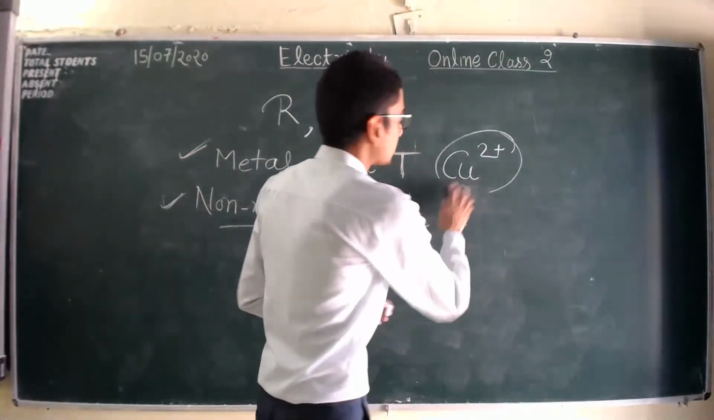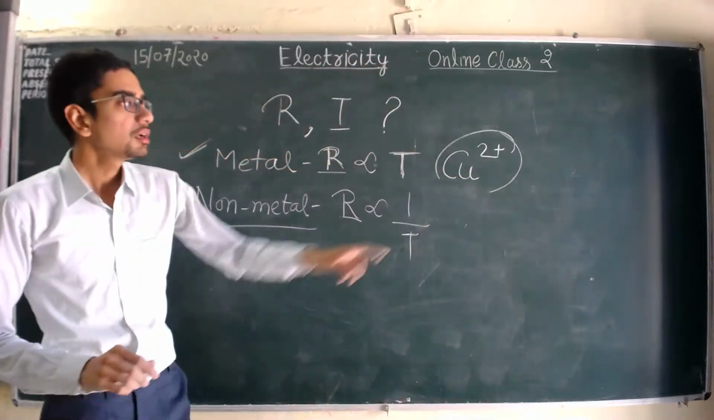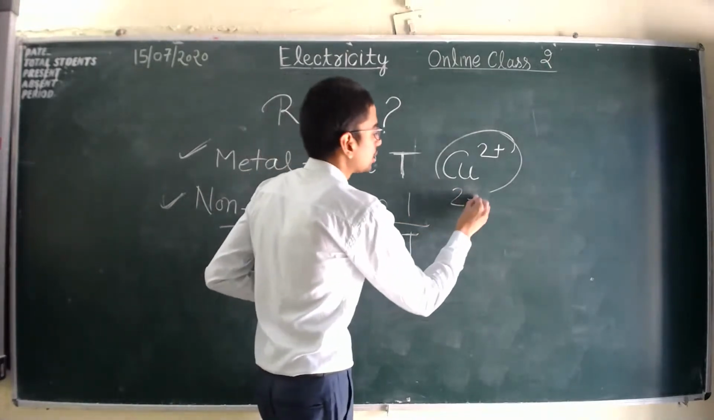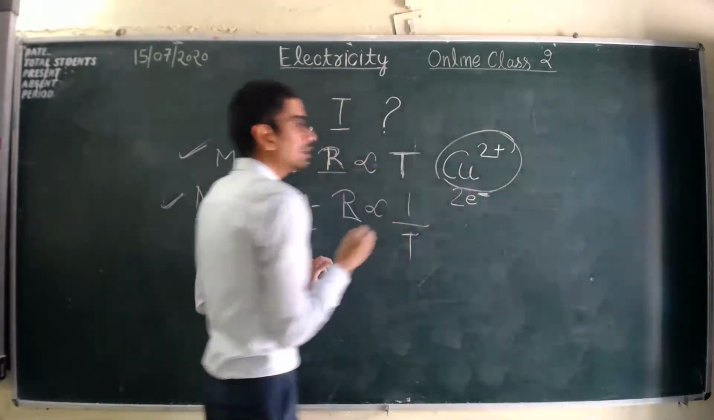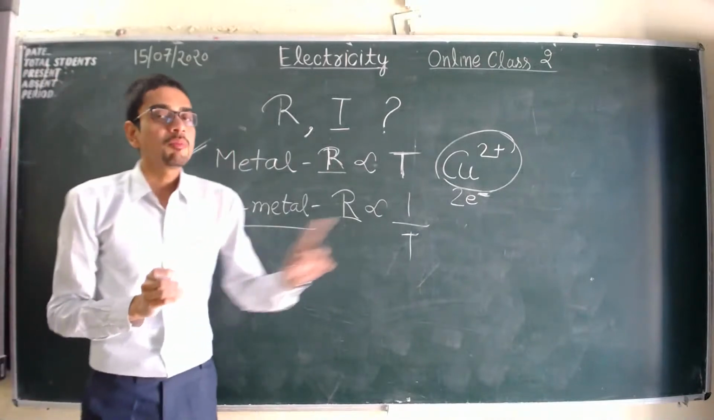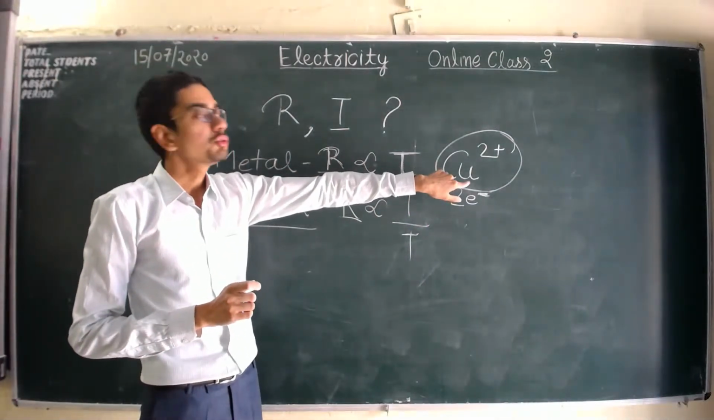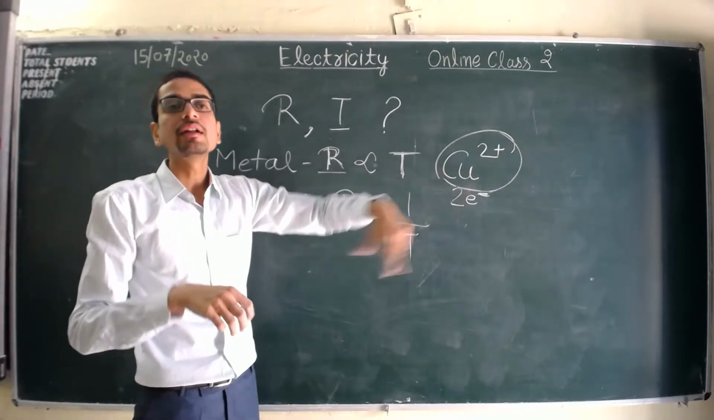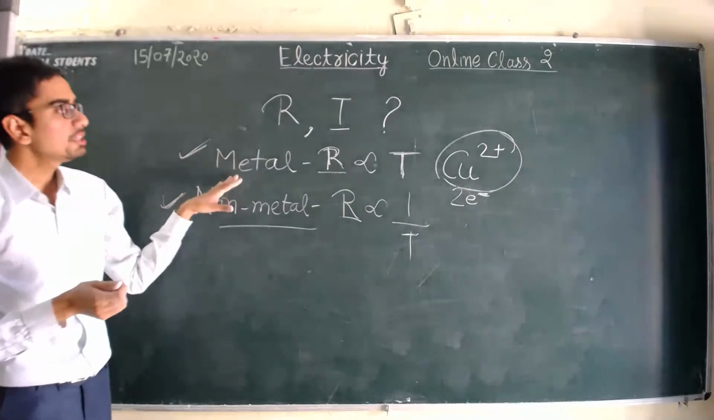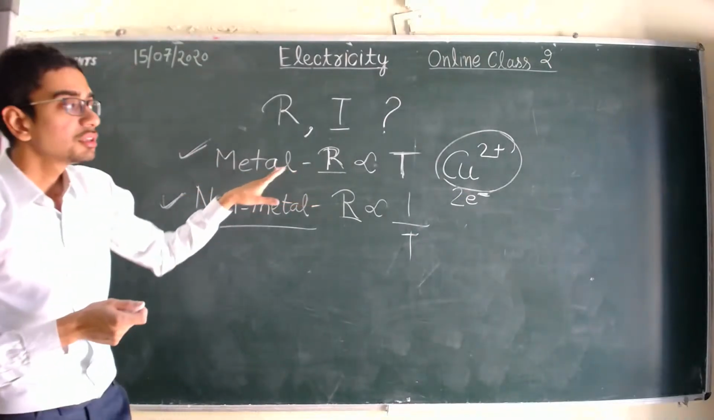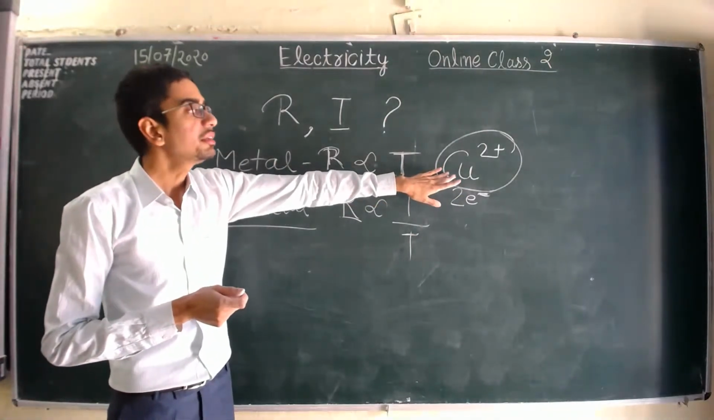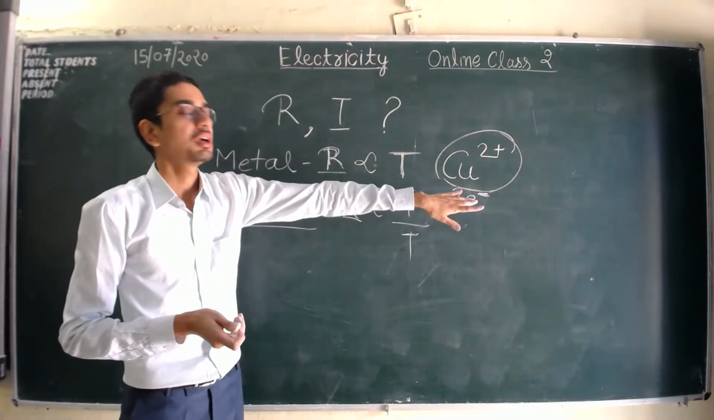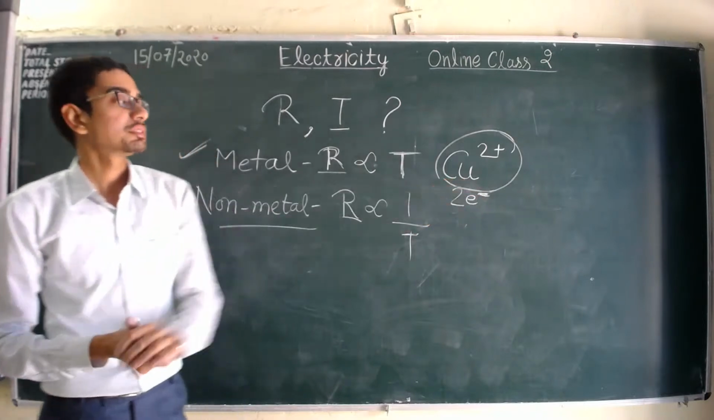See, Cu2+ का मतलब है copper पर 2 positive charge है. It has given out 2 electrons. ठीक है, so as temperature increases, movement of cation increases. और उससे क्या होगा, cations की मूवमेंट इंक्रीज होने से इलेक्ट्रॉन्स का मूवमेंट डिक्रीज होगा. As temperature increases in metals, the movement of cations increases. That's why it obstructs the flow of electrons and resistance increases.